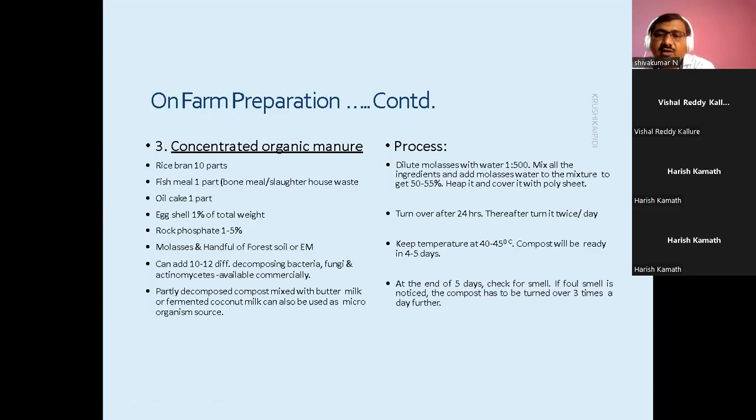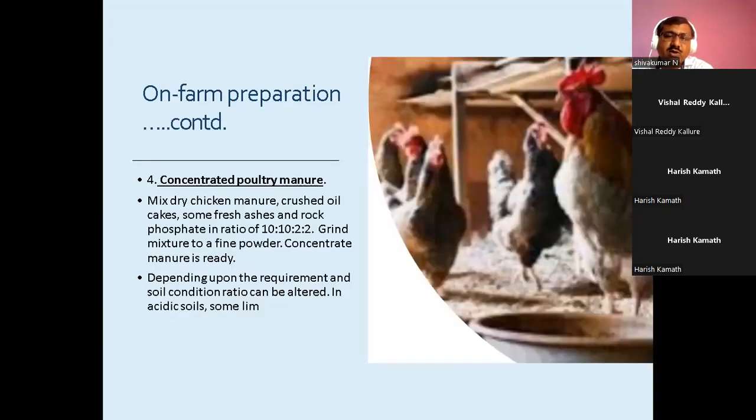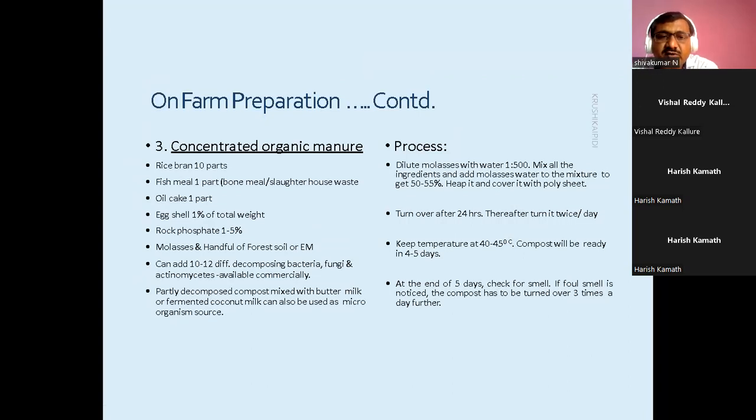1 day. Then turn it after 1 day. Then turn it twice a day for some 4 to 5 days. You have to maintain the same process. After 8 days, you have to check for the smell. Once there is a good smell, the compost is ready. Then it will have a higher percentage of nutrients compared to conventional compost. You can apply it to the field.